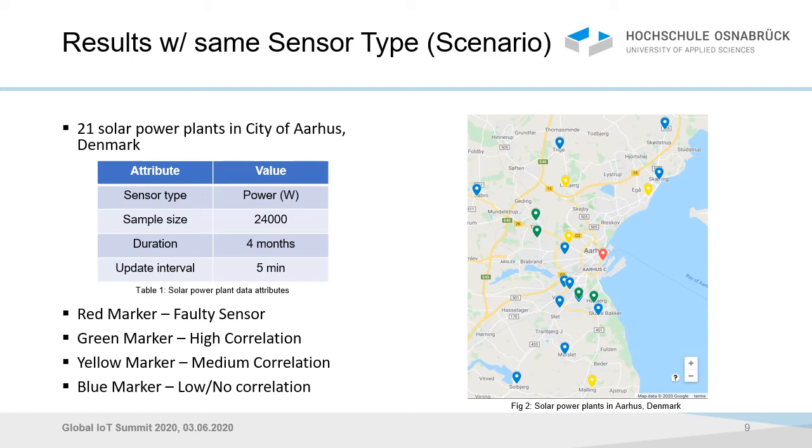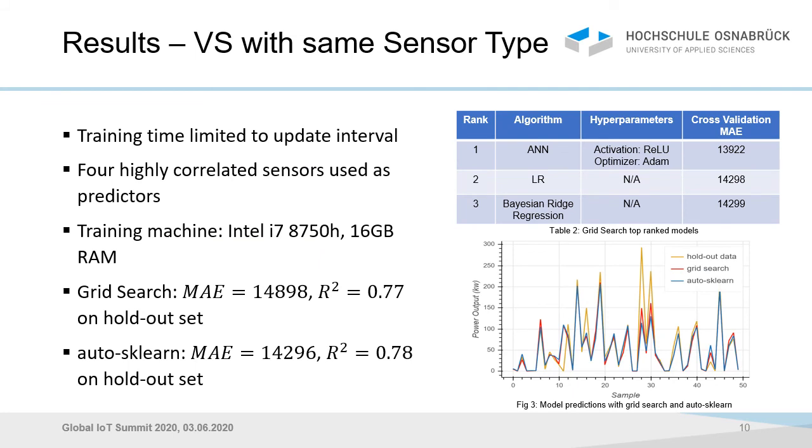For experimentation, we mark the sensor at Dock 1 center as a faulty sensor, which you can see on the map as a red marker. Power plants with a green marker are the plants whose data has the highest correlation with the faulty sensor. Yellow and blue markers show medium and low correlation with the faulty sensor respectively. The training time for the virtual sensor in this case was limited to the time of the update interval to provide the users with an estimated value as soon as the fault is detected.